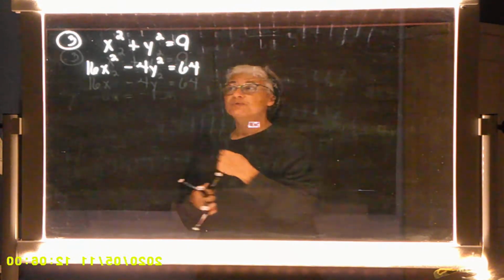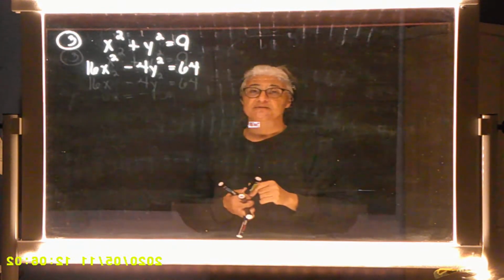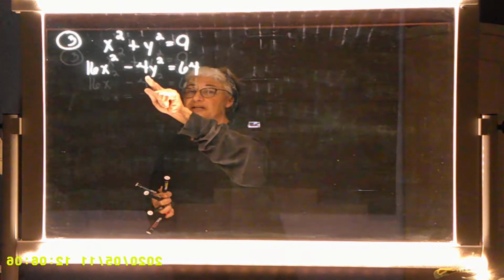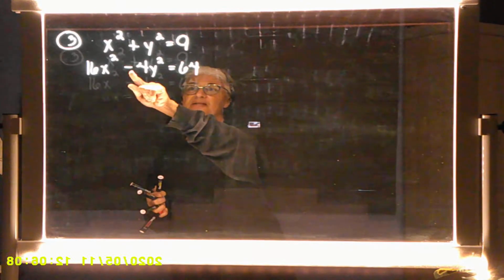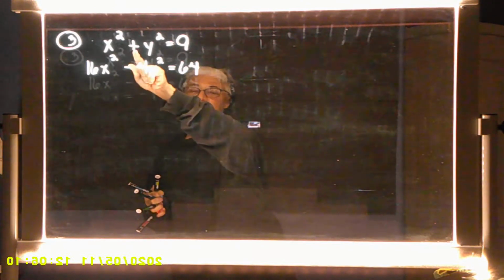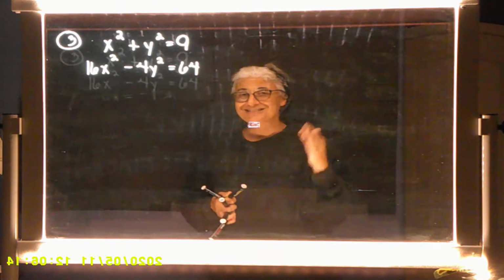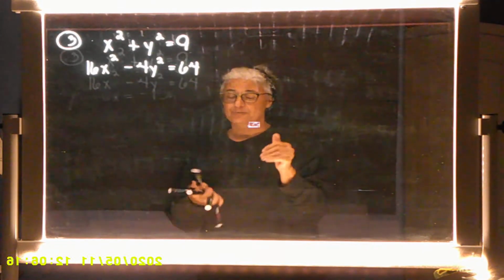So, what do you want to do? Get rid of the x squared or the y squared? I'm going for the y squared also. Here's why. This y squared has a negative in front of it. This one has a positive in front of it. They're already opposite signs. I just need the numbers in front to be the same.